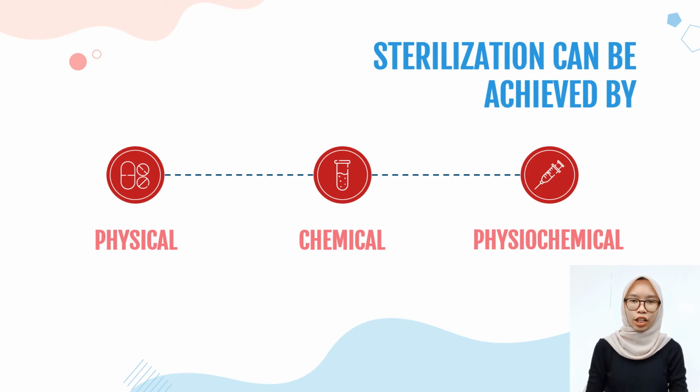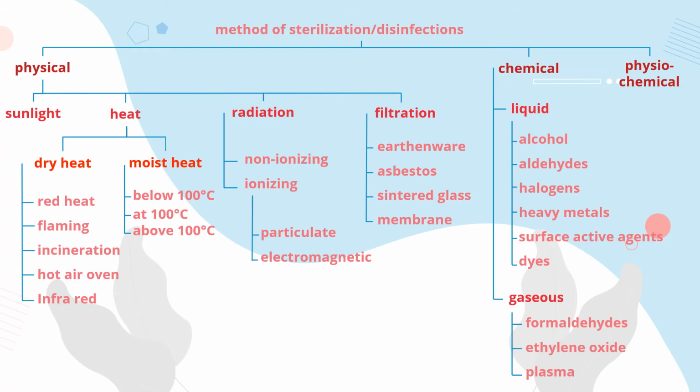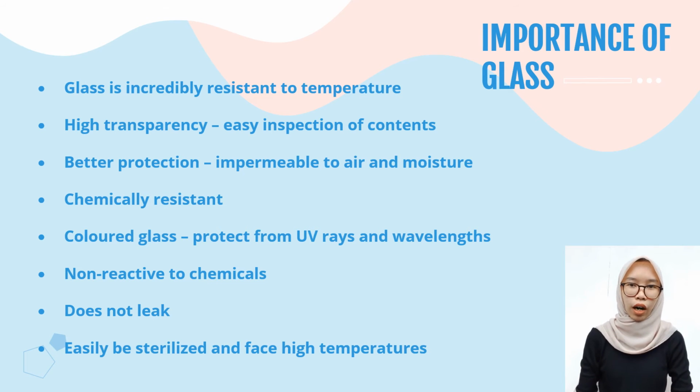Method of sterilization. Sterilization can be achieved by physical, chemical, and physiochemical methods. Physical methods include heat, dry or moist heat, ultraviolet light, filtration, and ionizing radiation. On the other hand, chemical methods involve the use of liquid and gaseous sterilizing agents. Here is the flowchart regarding methods of sterilization or disinfection. We have come to the last part, which is the importance of glass and sterilization.